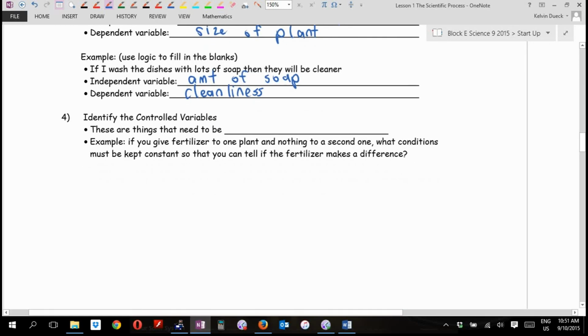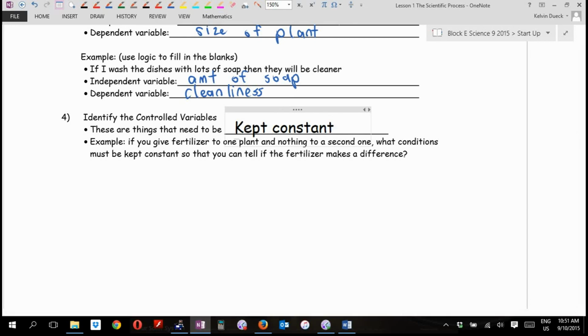And now we're coming back to Brooke, identify the controlled variables. These are other things that could affect your experiment that you have to control for. These are things that need to be kept constant.